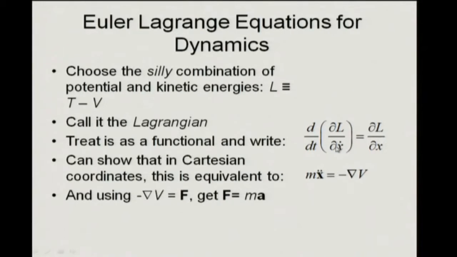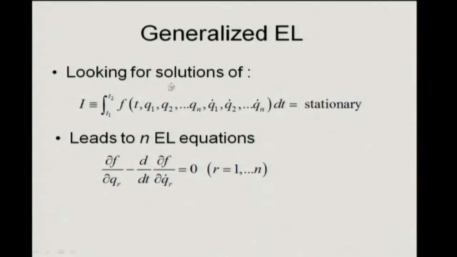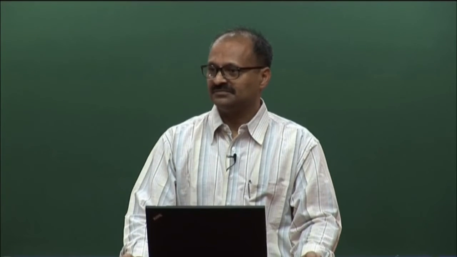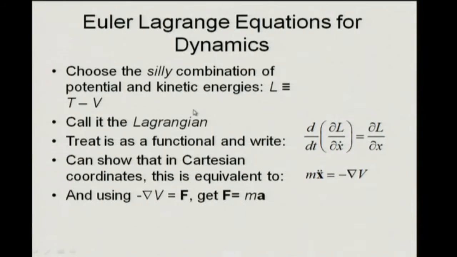And that gives you dynamics. And dynamics for all systems, including holonomic, non-holonomic. For all systems, this will give you the dynamics. And you can show that these are generalized coordinates, right? This could be joint axis, it could be Cartesian, you can still write a Lagrangian, no problems about it. You can show that if you write this in Cartesian coordinates, then this equation becomes equivalent to m x double dot is equal to minus grad V. And since minus grad V is equal to force, you derive force is equal to mass times acceleration.